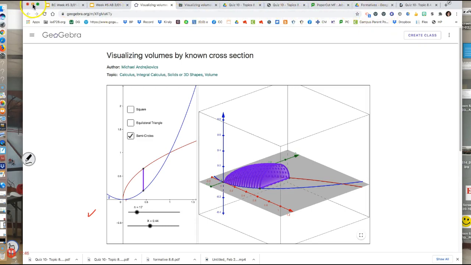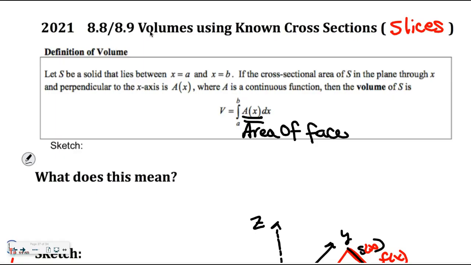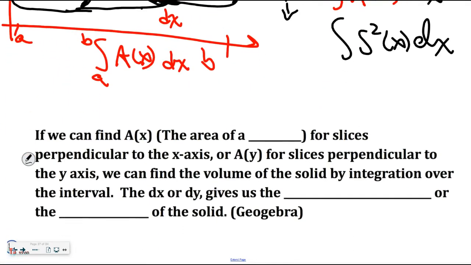So what we're going to do is go back to our notes, and we're going to get the theory of it down on the bottom, and then we're just going to go practice. All right? So down on the bottom, here's what you're going to be doing. If we can find the area of a face, what do I mean by a face? The face of it. Area of a square, area of a triangle, area of a semicircle. They'll be geometric for the most part today. We're going to run perpendicular to the x-axis 90% of the time, which means dx problems.